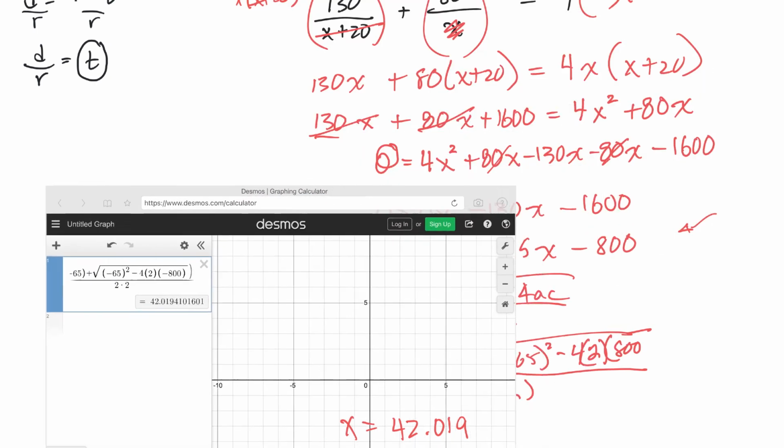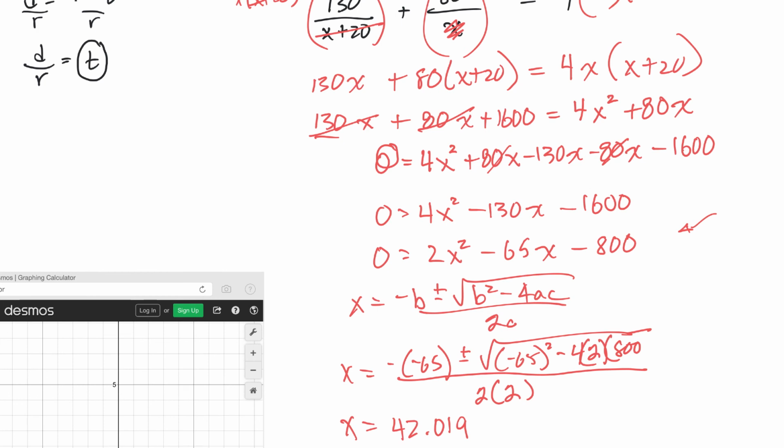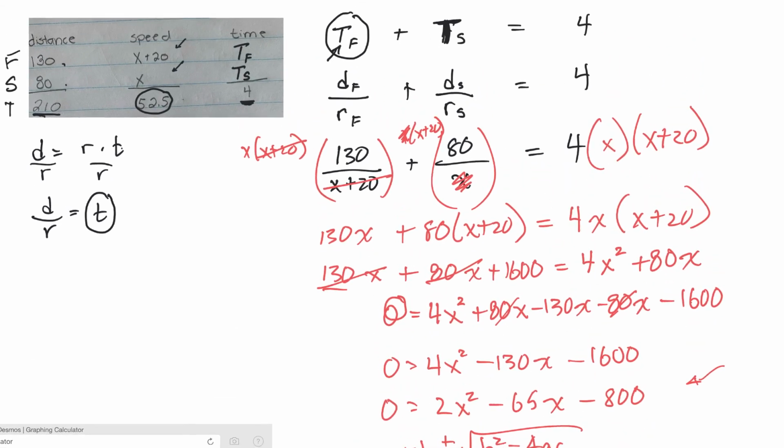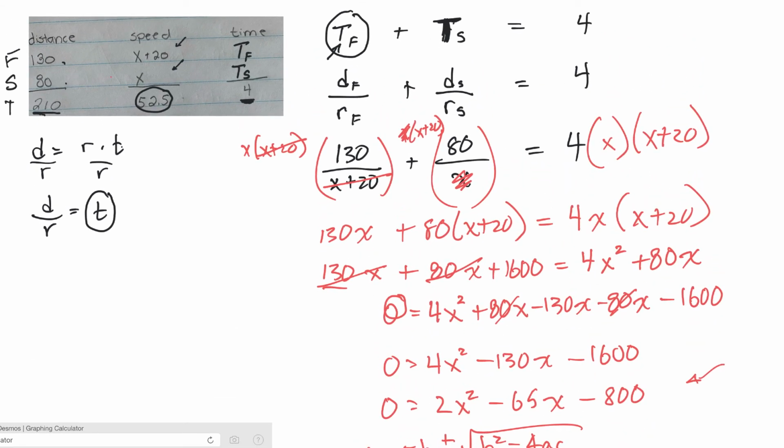Okay, get rid of Desmos here. So now if I go back to look at what we have, x is 42. And the question says, how fast was she going on the first part of the trip? Well, she was going 20 miles an hour faster, so she must be going 62. Hopefully that helps you with that. That's a nasty question, eh? You do all this hard work, and you'd think at this point they'd give you something nice, easy, factorable. No. Quadratic formula. All right, hopefully that helps.